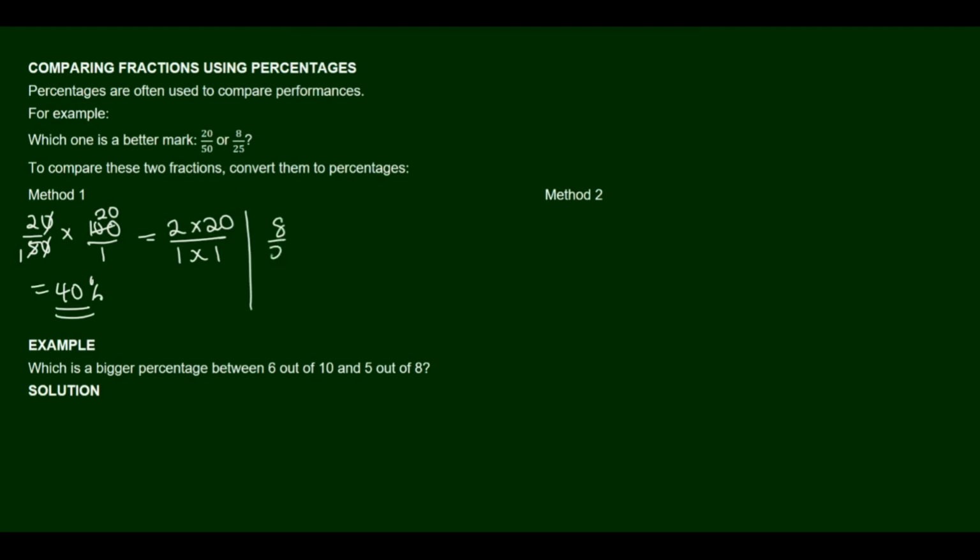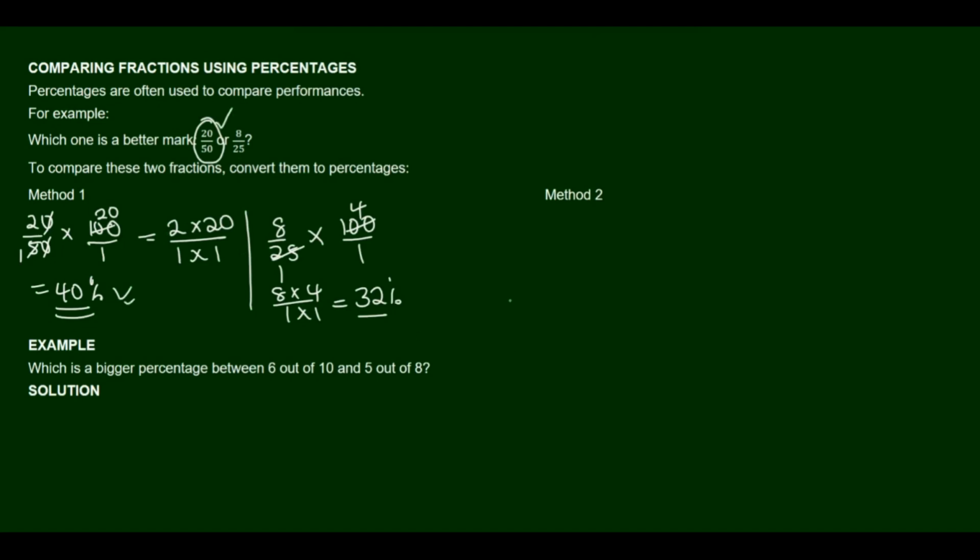8 over 25, we convert it to a percentage by multiplying by 100%, but we just write 100 there. And then we can use 25 here. The highest common factor between 100 and 25 is 25. So we can say 25 into 25, 1. 25 into 100, 4. And then we're left with 8 times 4 over 1 times 1, which is 32%. From this, we can see that 20 out of 50 is greater than 8 out of 25. So it means 20 out of 50 is a better mark. So this is a better mark.